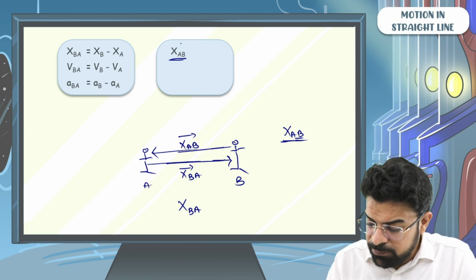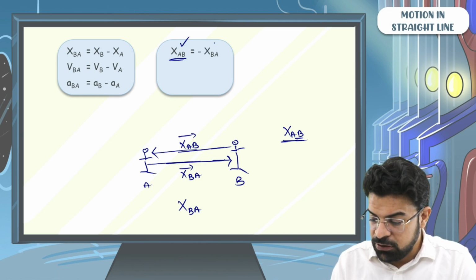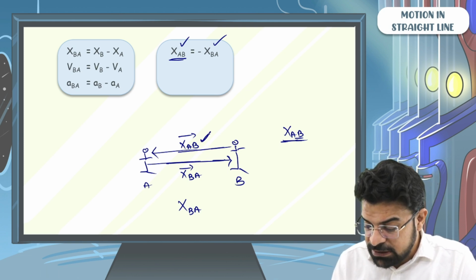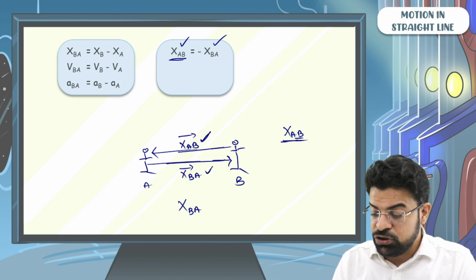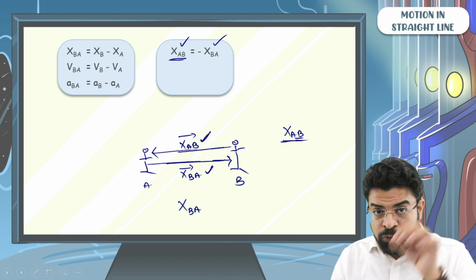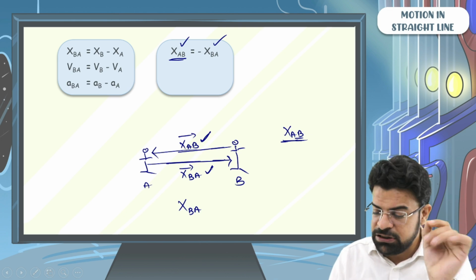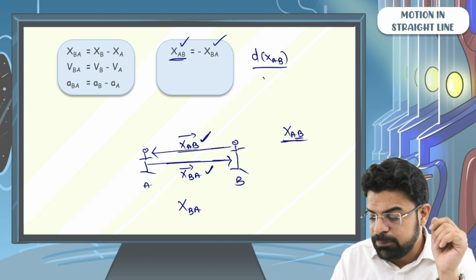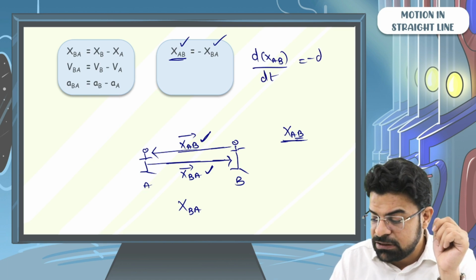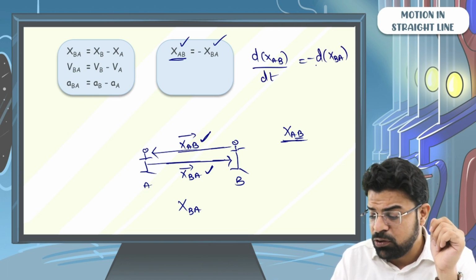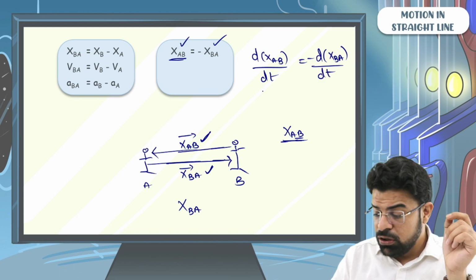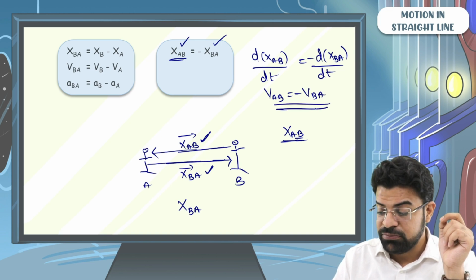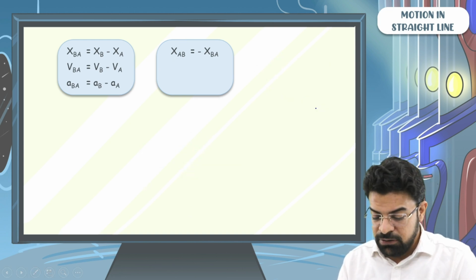So we will say position of A with respect to B equals minus times position of B with respect to A. And once I have established this relationship, now I can differentiate. So I can say the rate of change of position of A with respect to B with respect to time equals minus times the rate of change of position of B with respect to A with respect to time. So the velocity of A with respect to B equals minus times the velocity of B with respect to A, right? So that becomes our next statement.